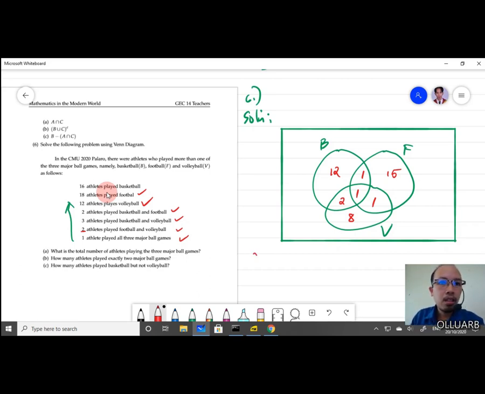So to answer letter A, what is the total number of athletes playing the 3 major ball games? So you have to add all these numbers here. So we have 12 plus 15 is 27, plus 8, 35, plus 2, 37, plus 1, 38, plus 1, 39, plus 2, 41, plus 1 is 42. So there are 42 athletes.